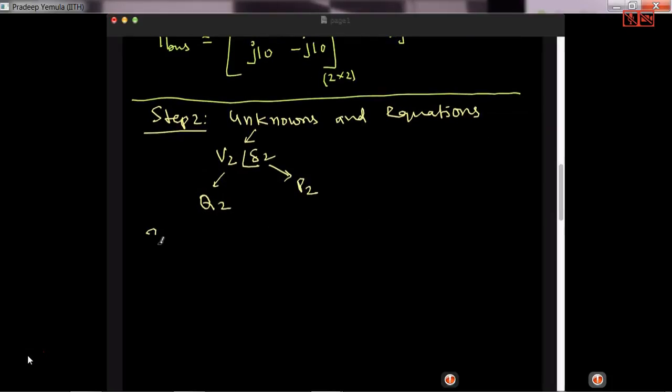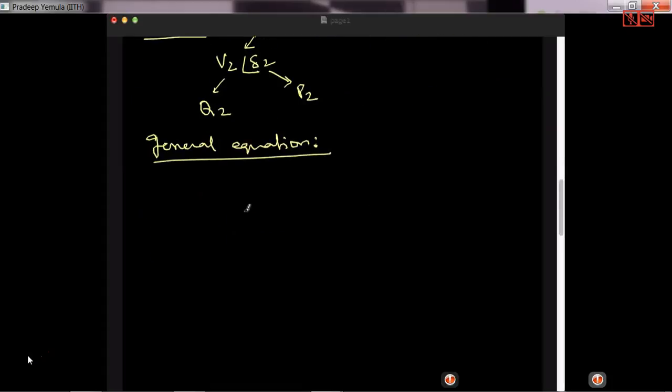So what are the general equations? We have derived these equations several times in the class, so these are very important. The generalized equations of Pk and Qk: this is the active power at bus k and this is the reactive power at bus k. I hope you can recollect this equation, and this is very important. So let me write that.